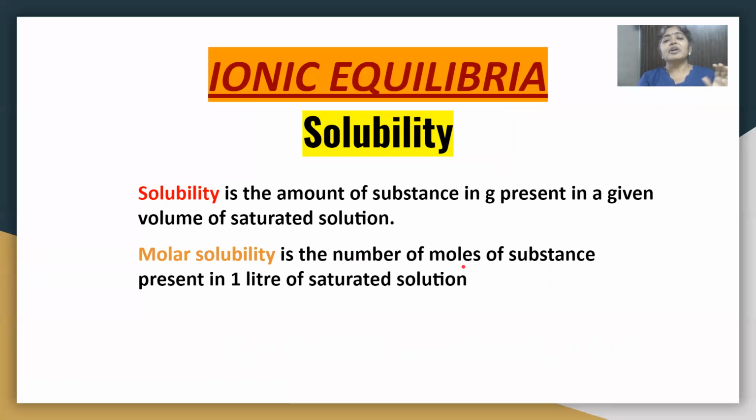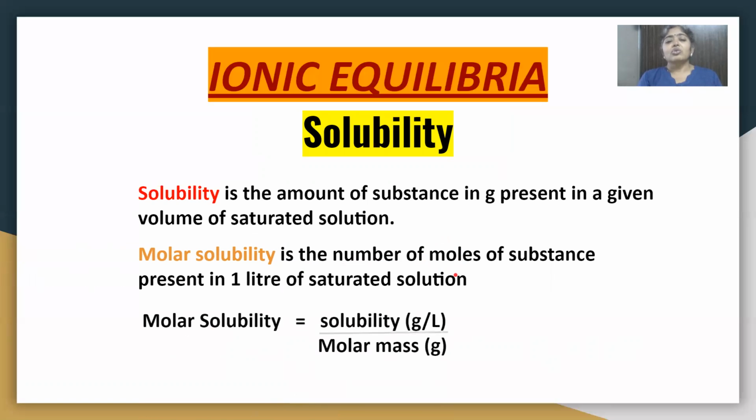It is moles per liter. So that is molar solubility. Now we can also write the relation between molar solubility and solubility. If solubility is given to you in grams per liter, you can convert it into molar solubility by dividing the solubility in grams per liter by the molar mass.